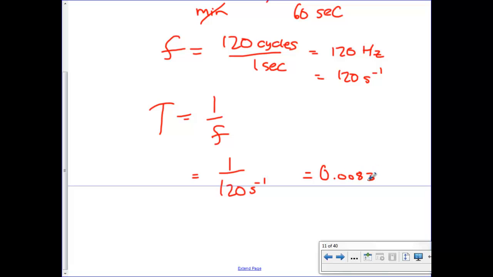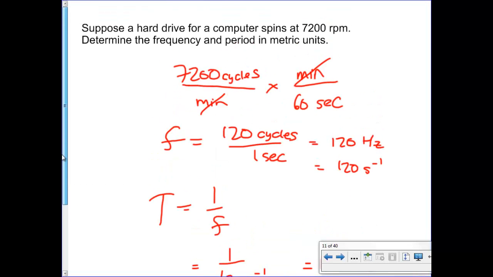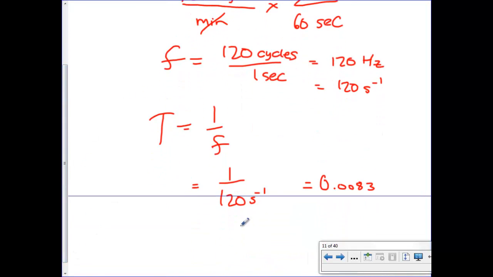0.0083. And then based on sig digs here, this one had 4 actually. So I should have said this was 120.0. And then I get to keep that many seconds. So what this means then is that really short amount of time, that's how long it takes for the disk to spin once.